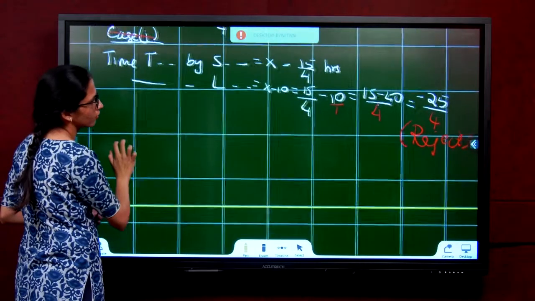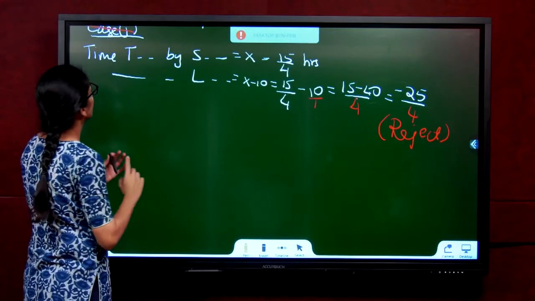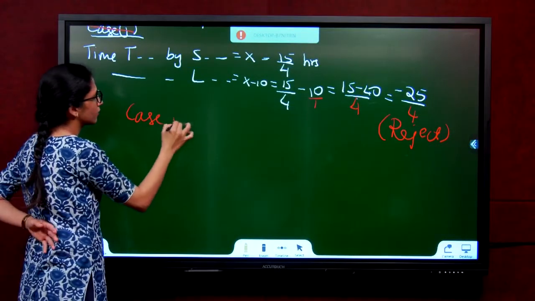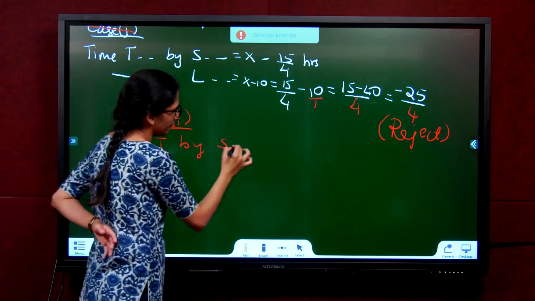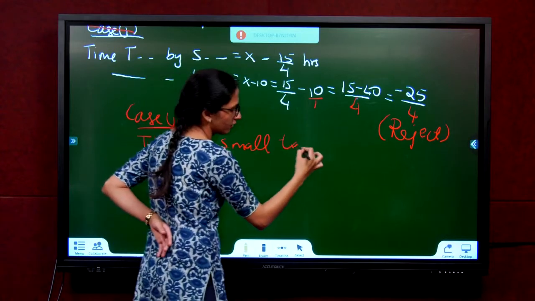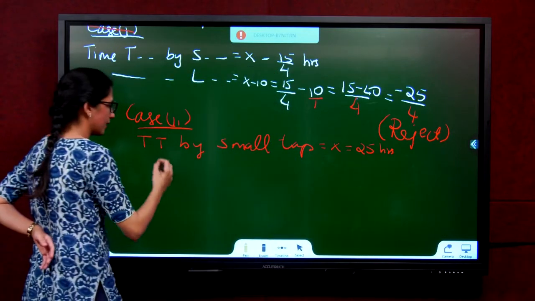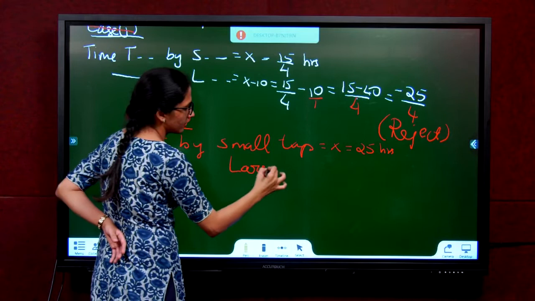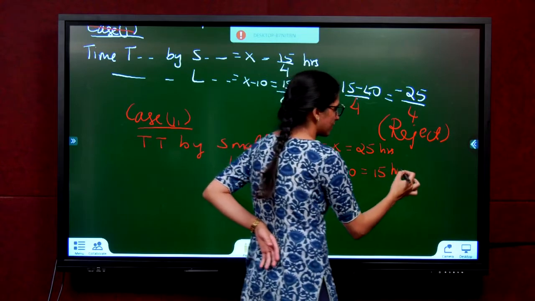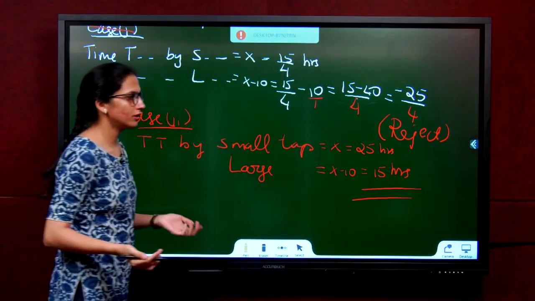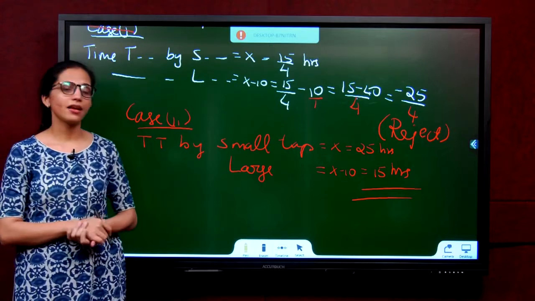You directly go to case 2. How much did you get the time there? X equals 25. So let us check if that's possible. Case 2, time taken by small tap is X, which is 25 hours. Then time taken by large tap is X minus 10, 25 minus 10, 15 hours, which is possible. Therefore, conclusion, time taken by the small tap is 25 hours and time taken by the large tap is 15 hours.